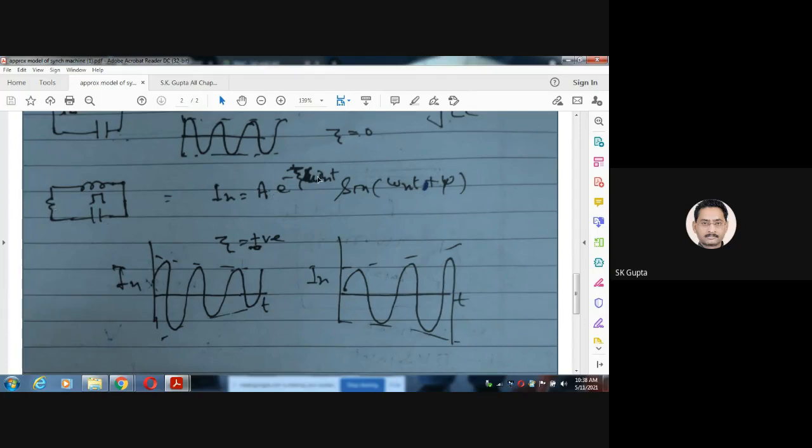When this xi is negative, it will be e to the power plus xi omega_n t. So then the signal will be growing like this. When the signal is growing, this can lead to the problem of resonance. A continuously growing signal is the abnormal condition of the system.